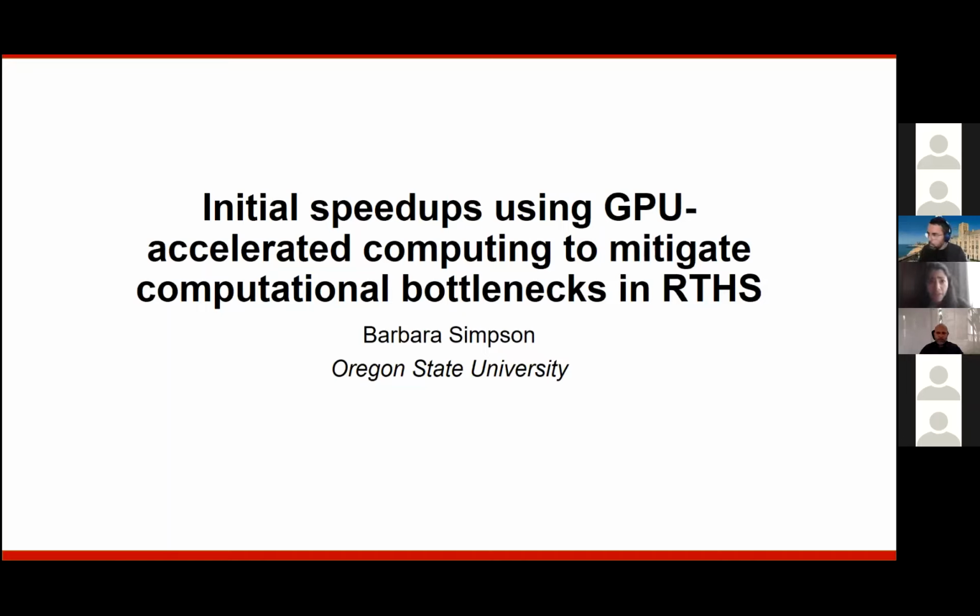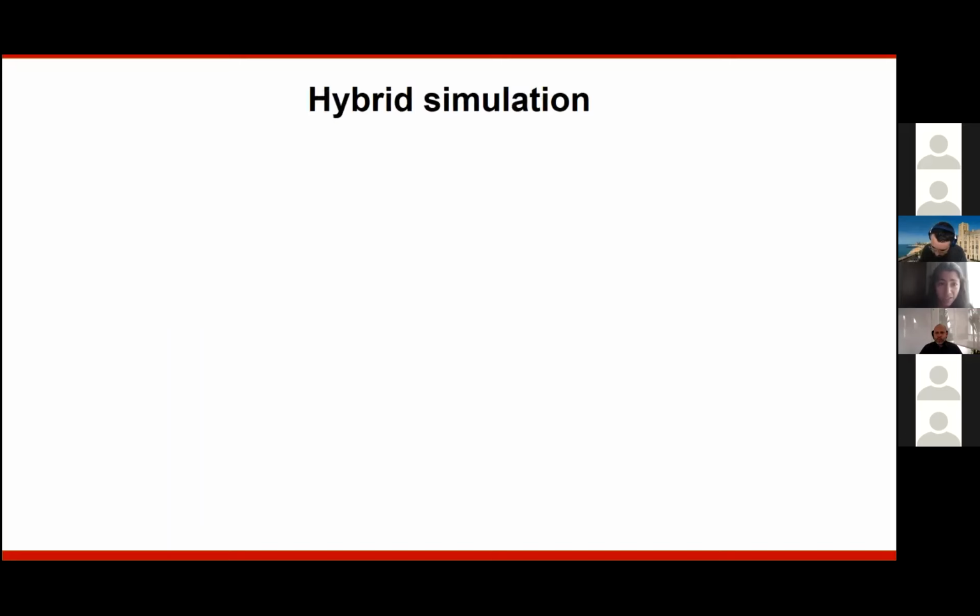And so I'm just going to talk about some initial speedups that we've been seeing, very preliminary. And I'm hoping that this will lead to a larger conversation about high performance computing and how that can enter into real-time hybrid simulation during the breakout sessions.